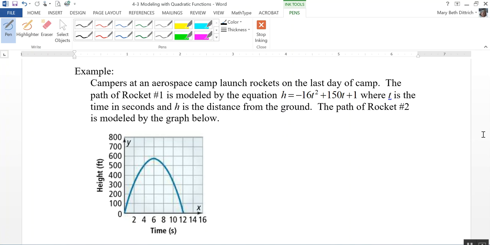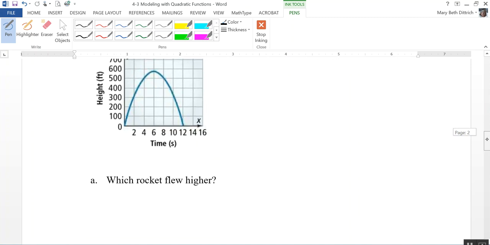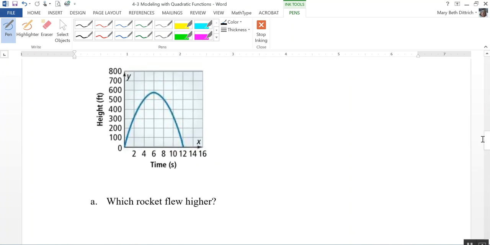So here we have 2 rockets. The path of one of them is modeled by an equation. The path of the second one is modeled by a graph. And so what we want to know is, we have a couple questions about this. We want to know which rocket flew higher. So let's start with rocket number 2, which we have the graph for right here.